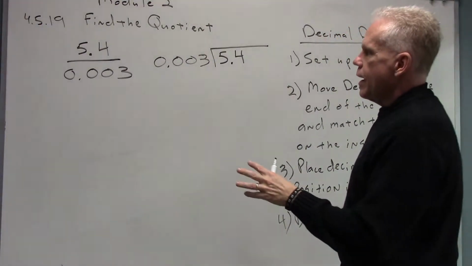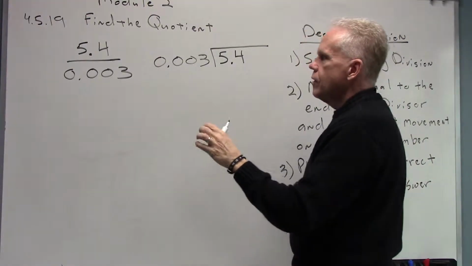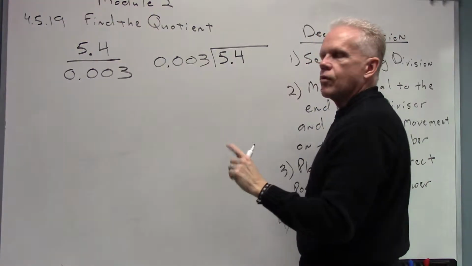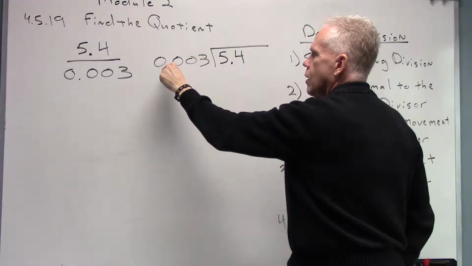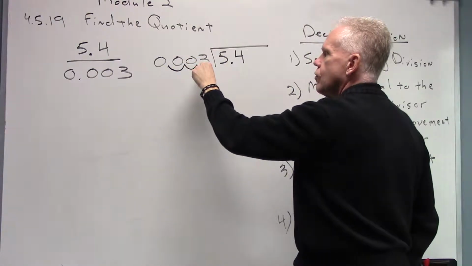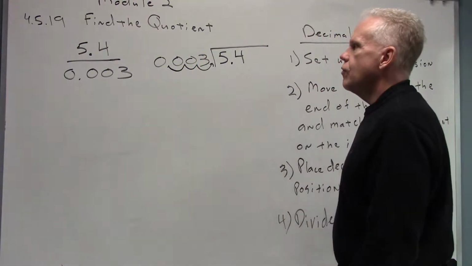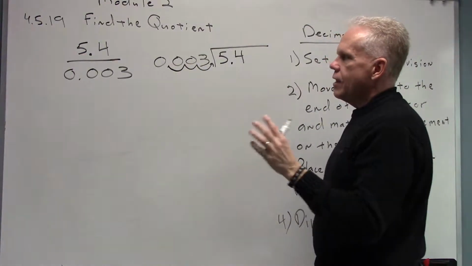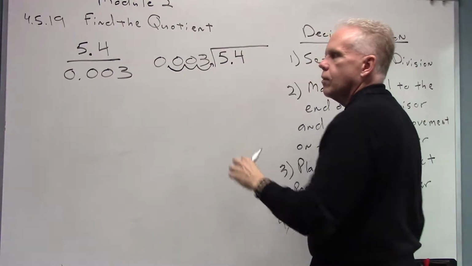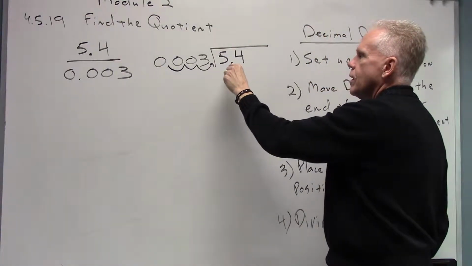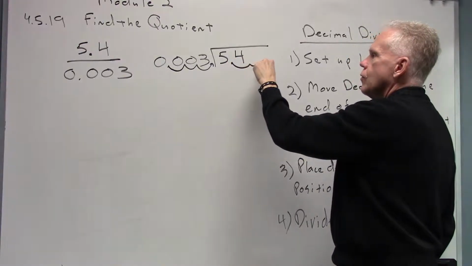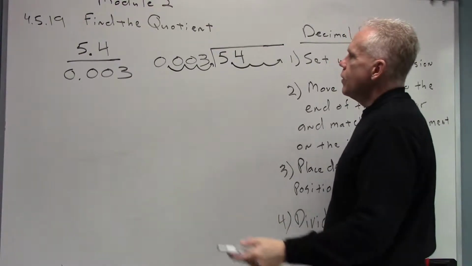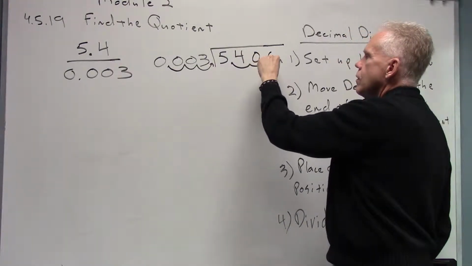Now I need to realize that I do not want to have a decimal in my divisor, in my outside number. So I'm going to move that decimal one position, two positions, three positions, to the right. Then I'm going to match that movement that I did there. I needed to clear the decimal out of the divisor. I'm going to match that movement here and move this one 1, 2, 3 to the right. Now when I do that, I'm going to need to add a 0 right here.